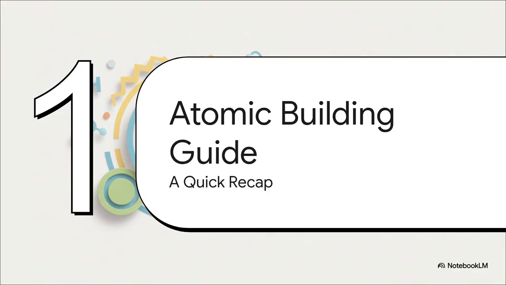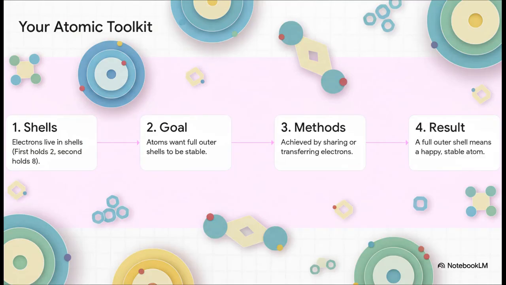Okay, we have covered a ton of ground here, right? We've gone from simple toy parts all the way to nuclear reactors. So let's just do a quick recap of the fundamental rules, our atomic building guide. So here's your atomic toolkit. It really just boils down to 4 simple ideas.